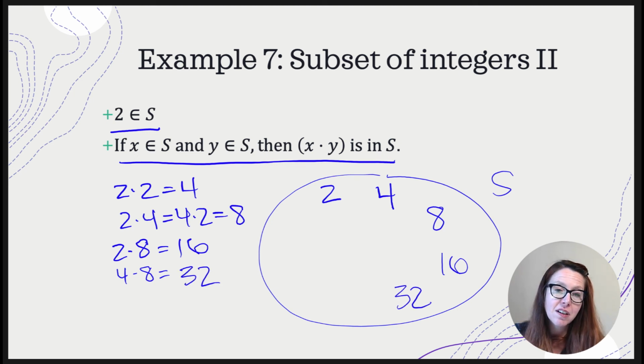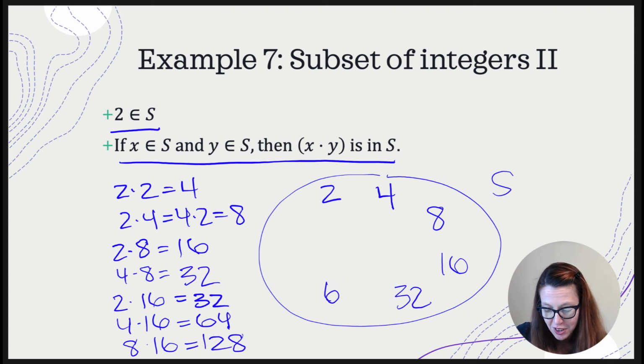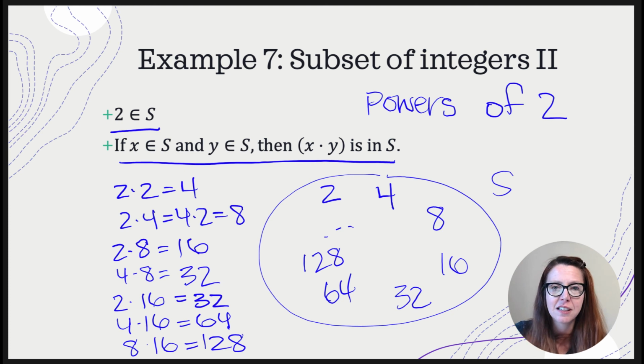And we can keep playing with this, but since we got the 16, we might as well see that 2 times 16 is in there, 4 times 16 is in there, and we have an 8, so 8 times 16 is in there. And if you play this out, that's 32, 64, and 128. Just to add a few more to the mix so we can start to see what we're getting. But what we're actually building out is the powers of 2. So this is a recursive definition to build a set that holds the powers of 2.